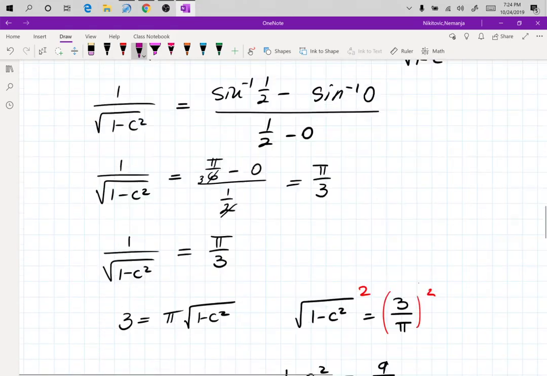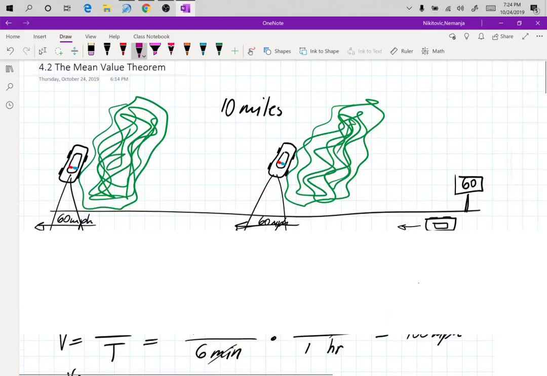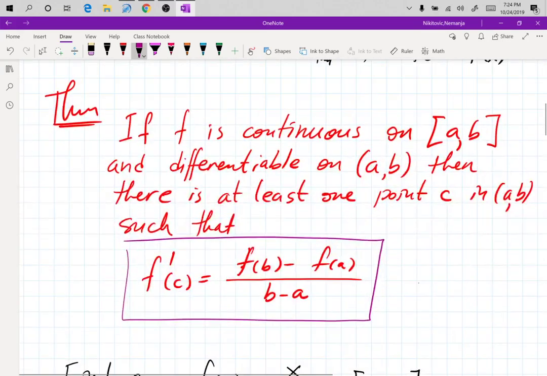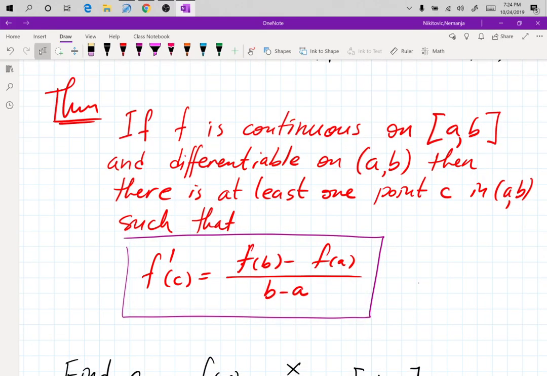You are responsible for the statement and the formula, not just the formula. Your function has to be continuous and has to be differentiable, and then you will be able to work out the mean value theorem. And again, the mean value theorem sets the equal sign between the instantaneous change and the average change.